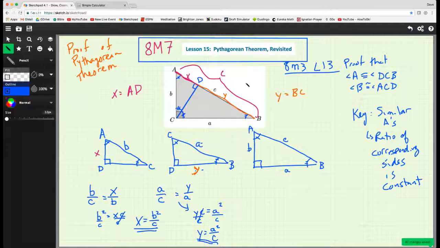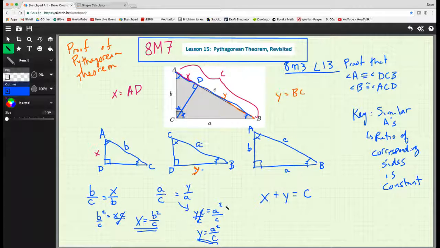Okay, now the last piece of information is what? What did I do up here? What cool thing did I do? Or what can I say? Well, I can say that X plus Y has got to equal C. Because my X, this length here, plus this length here equals C. So let's write that out. X plus Y equals C. That's got to be true.